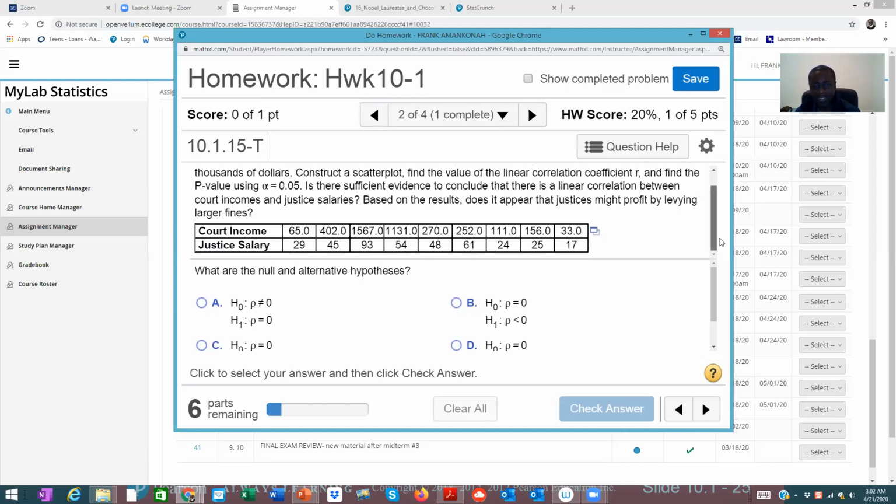So here is a data set about court income and justice salary. If you look at this, there's a pattern: if the court income is going up, it looks like the justice salary also goes up. So we want to see if there's a correlation, or a linear relationship, between the two. Let's open this in StatCrunch.